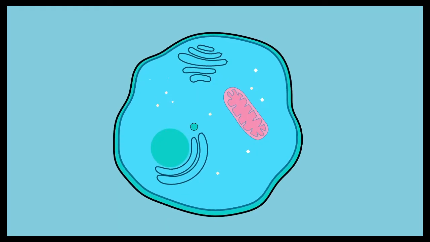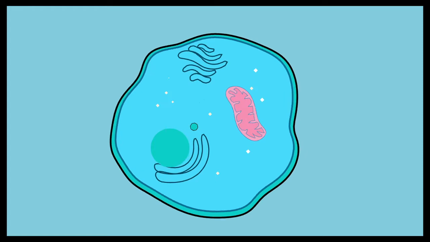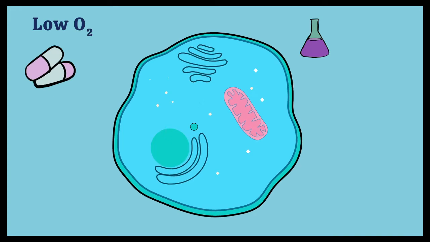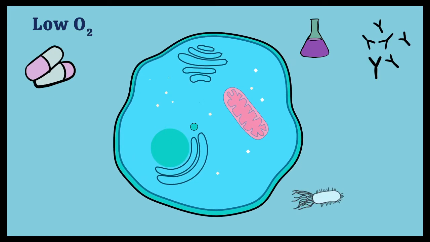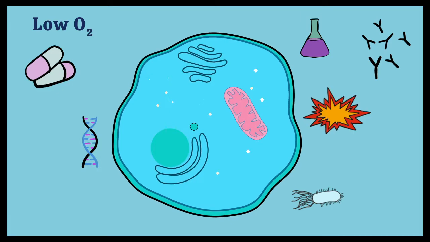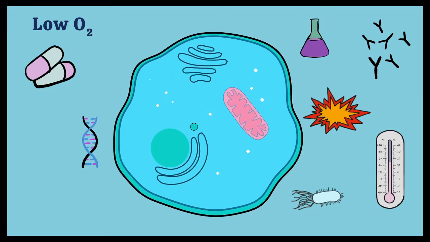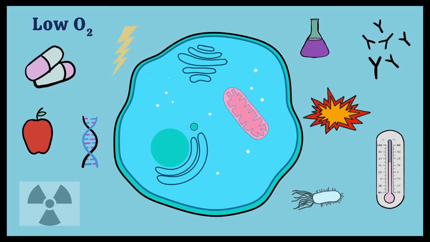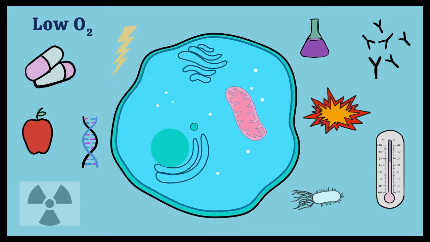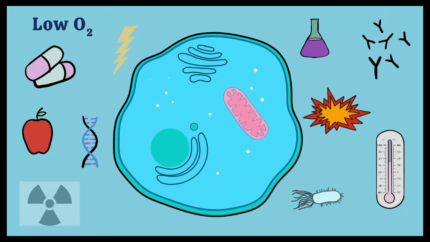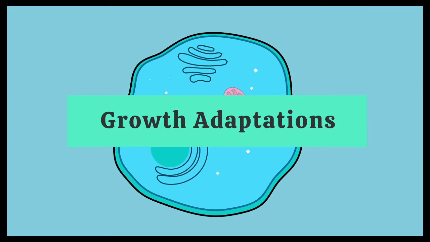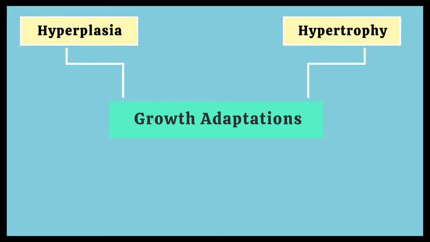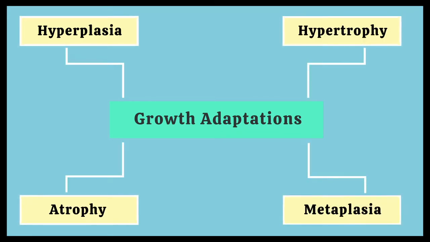The cells in our bodies sometimes have to face stresses from different sources, such as from low oxygen, chemicals, drugs, immunological reactions, infections, genetic abnormalities, mechanical trauma from extreme temperatures, radiations, electric shocks, and nutritional imbalances. So during these stresses, the cells in our bodies first try to adapt so they can face the challenges better. This is called growth adaptation. In this video, we will talk about hyperplasia, hypertrophy, atrophy, and metaplasia.